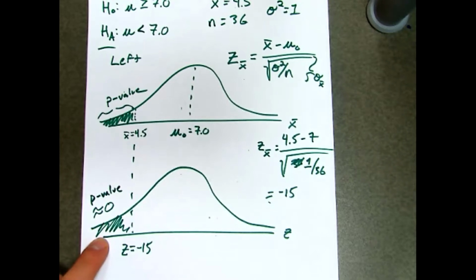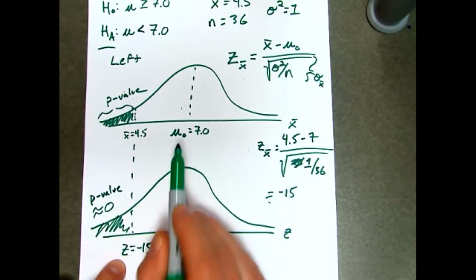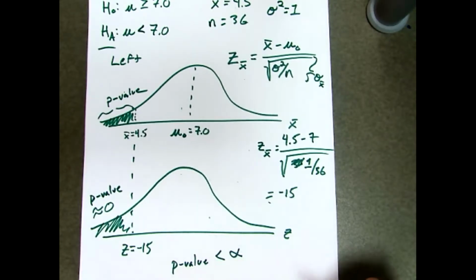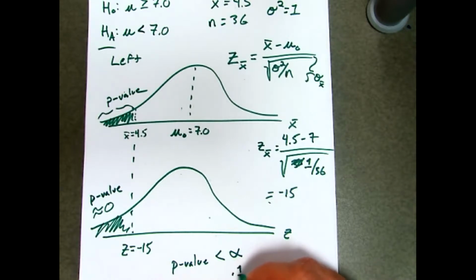So this is an easy one. This sample evidence was so inconsistent with what I assume to be true that if I check whether the p-value is less than alpha, well, it doesn't matter. I could test against all 3 here.